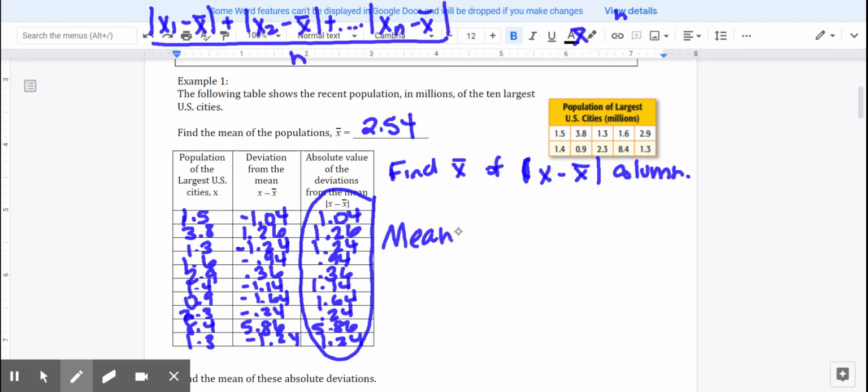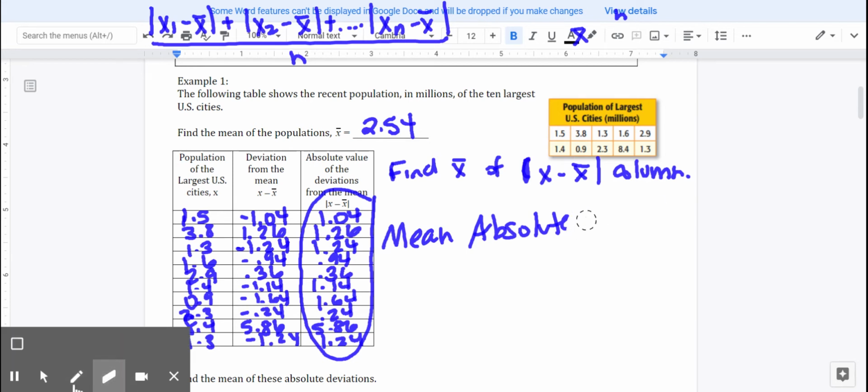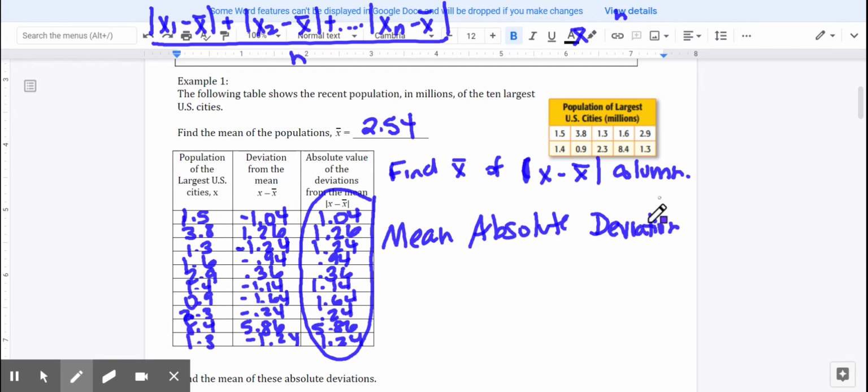Now you should have found that the mean absolute deviation, or the MAD for short, is 1.496.